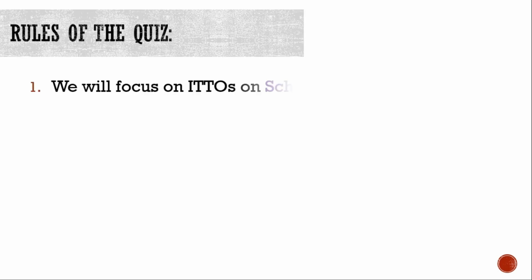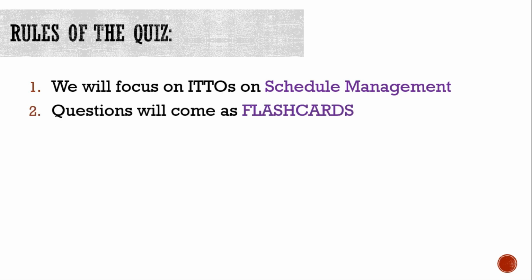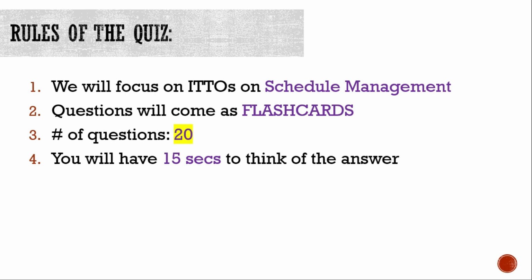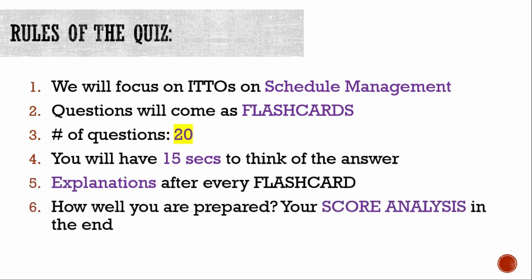The rules of the quiz, guys: we will focus on ITTOs from the topic schedule management. Questions will come as flashcards like the previous two videos on the ITTOs. The number of questions this time will be 20, and you will have, as usual, 15 seconds to think of the answer, and then the slide will flip and you will see the answer on the back of the slide, just like a flashcard with the explanations. And in the end, it will give you a score analysis of how well you are prepared for your PMP exam so that you can fine-tune your preparation accordingly.